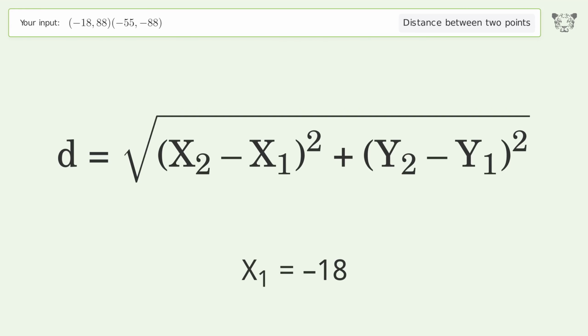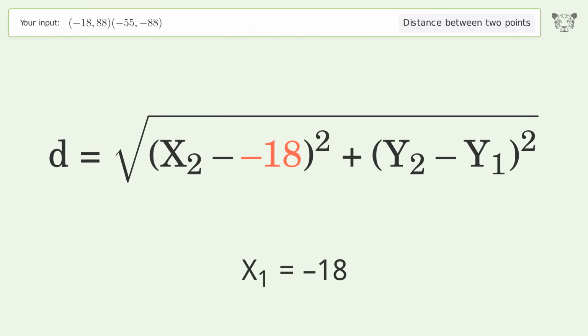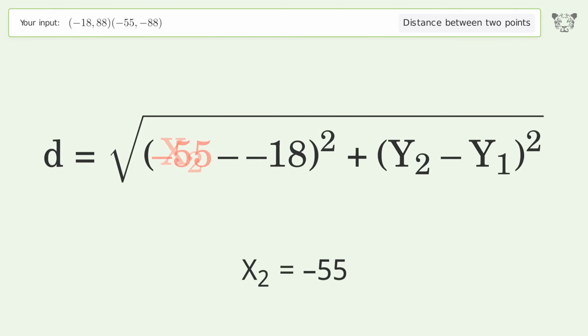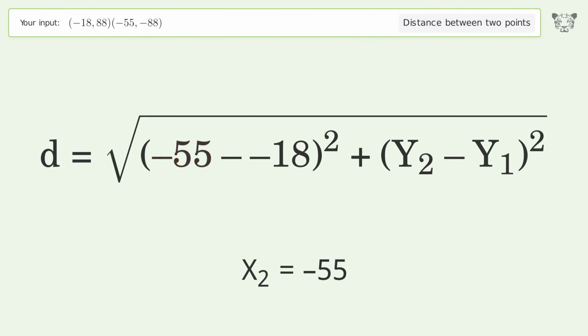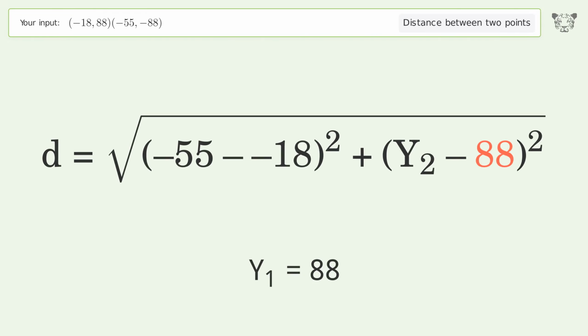x1 equals -18. x2 equals -55. y1 equals 88. y2 equals -88.